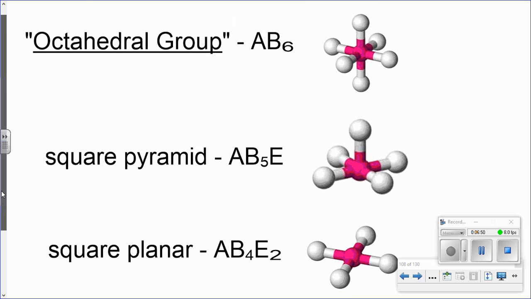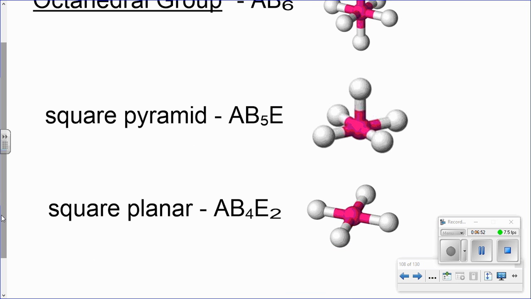Octahedral group. Again, we have 6 things around the central atom. If I erase one of them, that lone pair would be here. So you don't see it. You don't erase it. You just substitute in a lone pair. And now I have a square pyramid. And here I have something called a square planar right here. Okay? So that's the VSEPR theory.